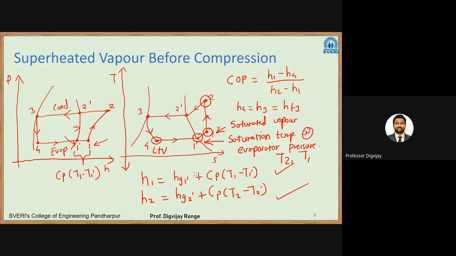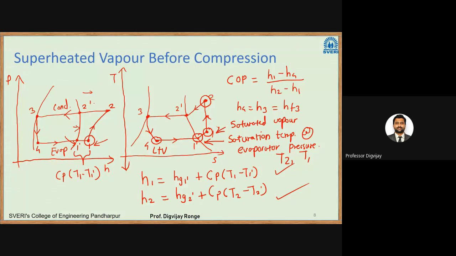Next, we have superheated vapor before compression. Before compression means the end of evaporator, so that will be point 1. Point 1 will be the end of evaporation or start of compression. The state of refrigerant should be superheated vapor, so it should lie on the right side of the saturated vapor curve. As you see, point 1 lies on the right side of this saturated vapor curve.